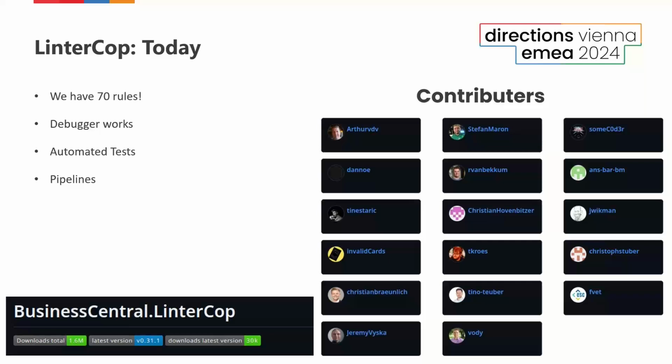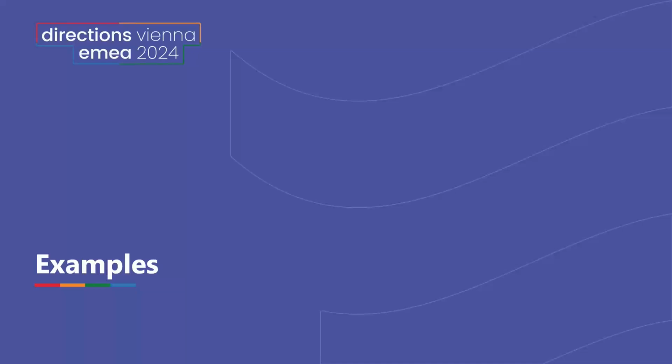So yeah, that is the LinterCop today, and I think we just talked before the session. It's probably not too much to say that we're going to hit 100 rules this year with the LinterCop. So there is absolutely no end in sight. There are so many ideas out there that are still waiting to be built, and every day there are new ideas coming in. So yeah, there's a tremendous amount of traction.